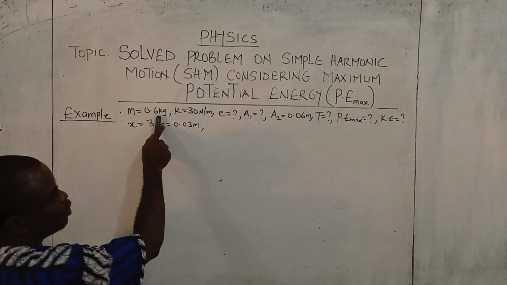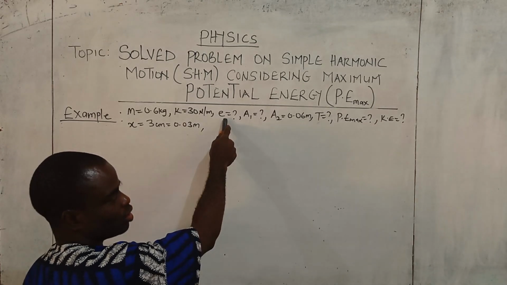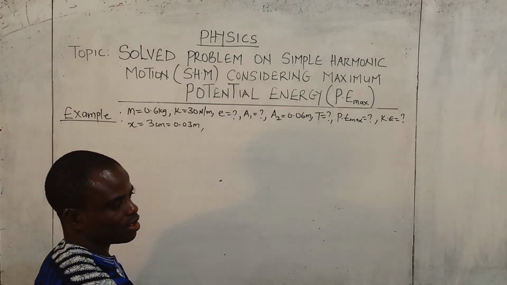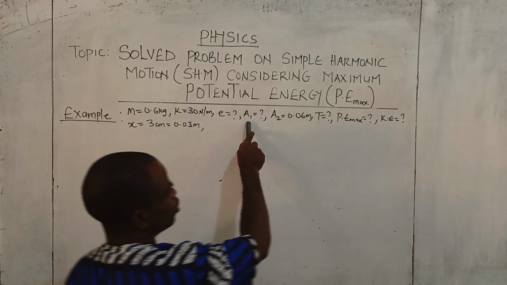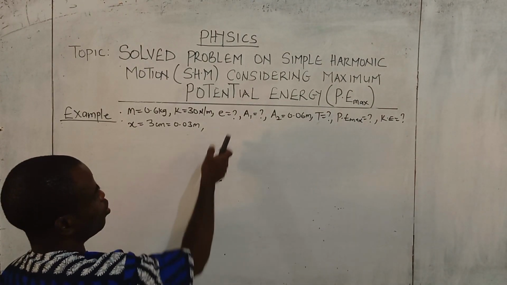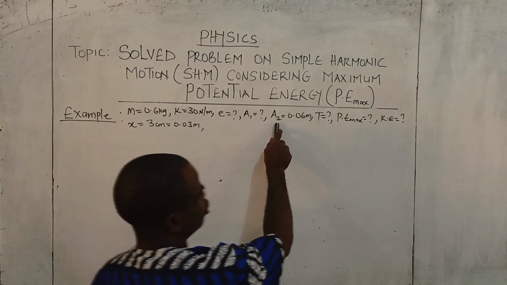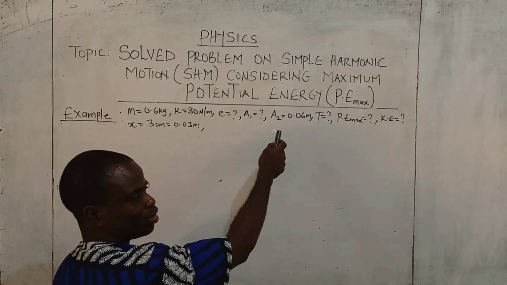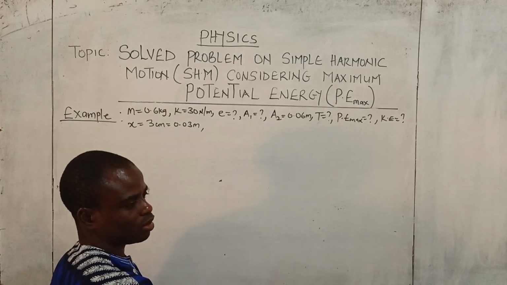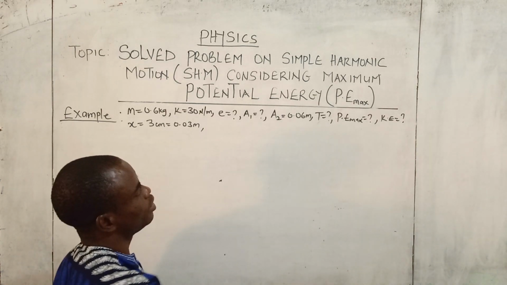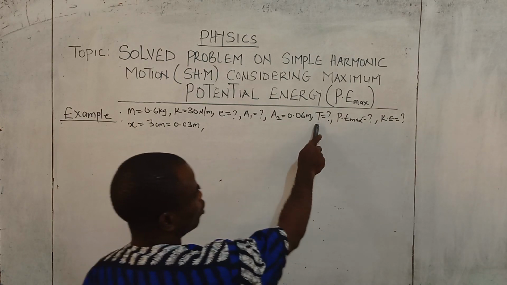Mass is the mass of the object being hanged. This is the force constant. This is the extension in the spring when the mass is hanged, but we don't know it. We need to look for it. A1 is the amplitude when the mass is being hanged in the spring. A2 is the amplitude when the mass is being pulled. In the question, we were told that it is being pulled down. This is the period that we're looking for, period of oscillation.